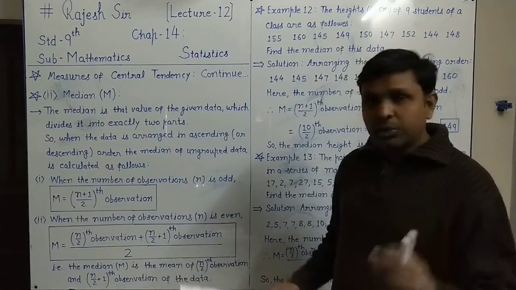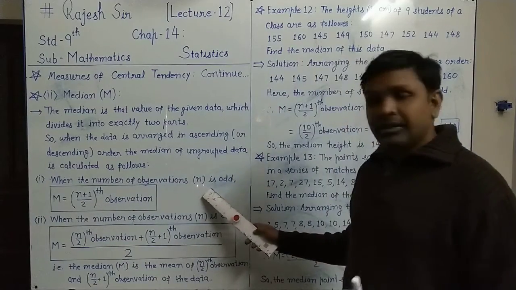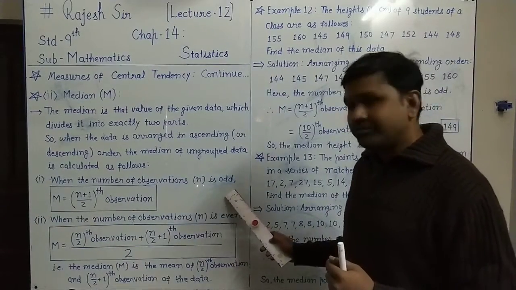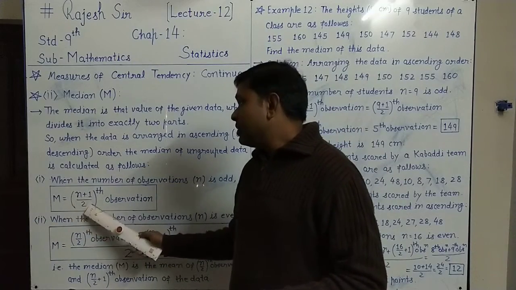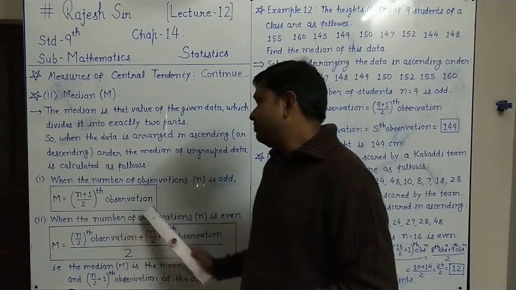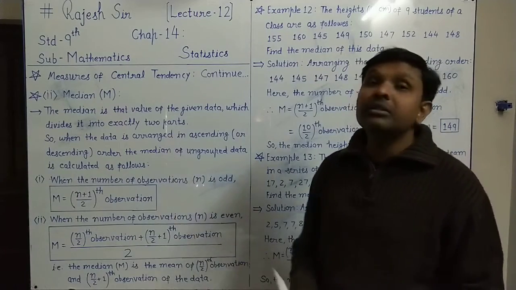Then how can we calculate? For that, we have two situations. When the number of observations n is odd, the formula of M, that is the median, is the (n plus 1) by 2th observation. That will be the answer in ascending order arranged data.